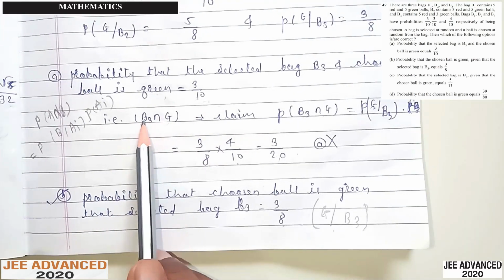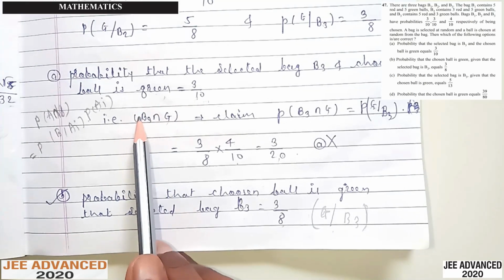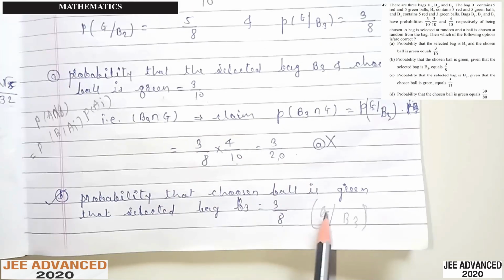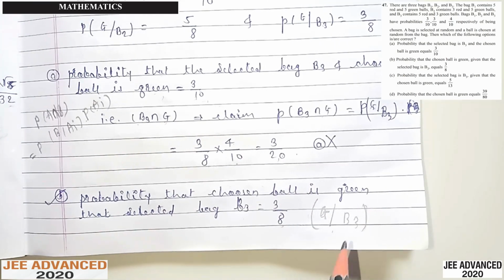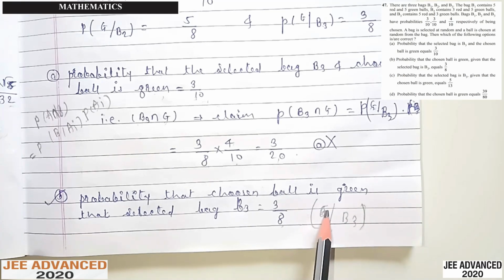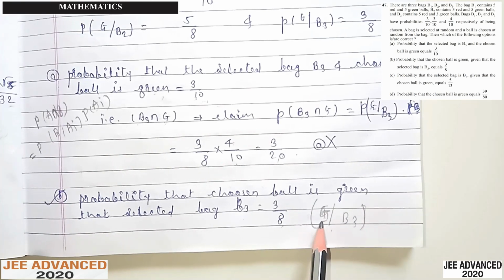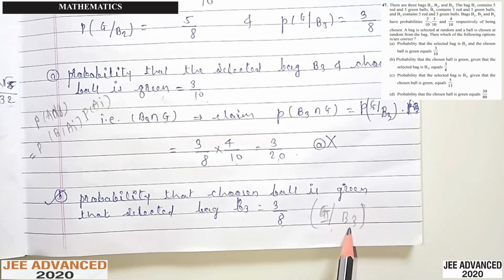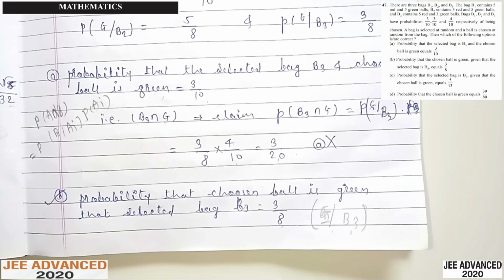Okay, probability of B3 given G means the whole sample space over some element from the sample space. But in our option B, we have the probability of a chosen ball. It is a green ball, that means some element from the sample space over the sample space. So in this condition, we have to apply Bayes theorem.